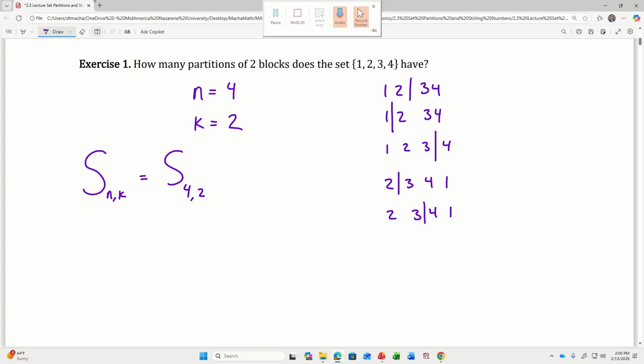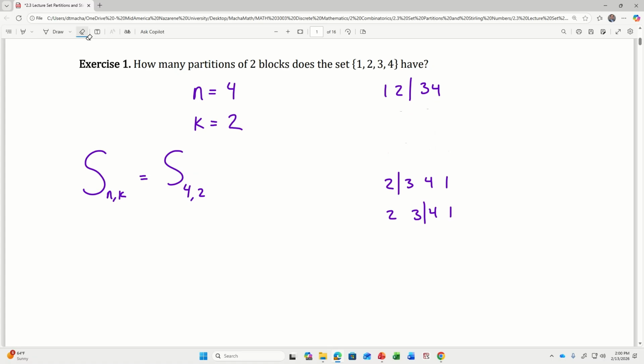Maybe a smarter way of counting this would be: what would a partition look like if you could only have 2 and 2, right? Like I could have 1 and 2, or 1 and 3, 2 and 4, or 1 and 4, 2 and 3. So I've got the ones. What about, oh, I've already got 2 and 3 together. Do I have 2 and 4 together? Okay, I do have 2 and 4 together. And I have 3 and 4 together, 3 and 1. Okay, that's all the ways I can do 2 and 2. The other option is 1 and 3.